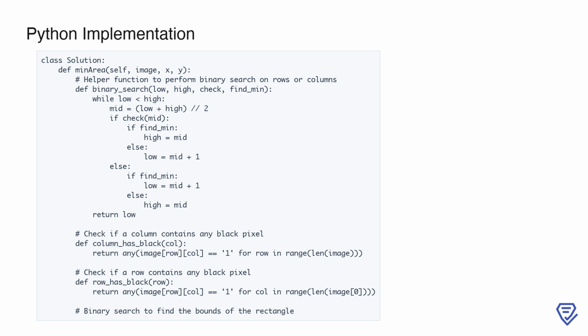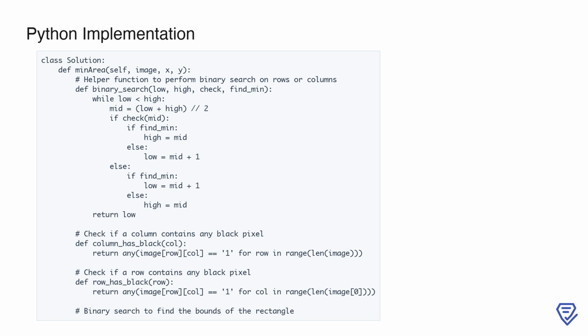Here, we begin by defining a Python class Solution with a method minArea to calculate the smallest rectangle enclosing black pixels in a binary image. The method takes 3 arguments: the image, which is a 2D list of characters, and the coordinates x and y, representing the location of one black pixel.